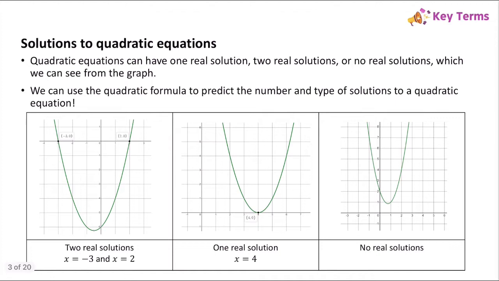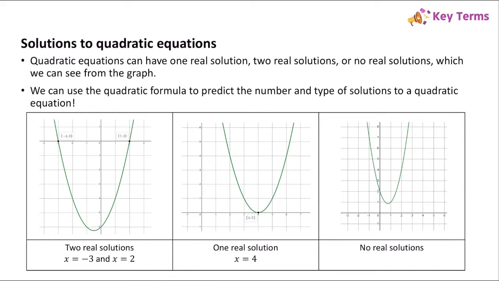Quadratic equations can have one real solution, two real solutions, or no real solutions. And we can see this from the graph. If the graph intersects the x-axis at 2 points, then we have two real solutions. If the graph intersects the x-axis at 1 point, we have one real solution. And if the graph hovers above the x-axis and doesn't ever cross it, then we have no real solutions.